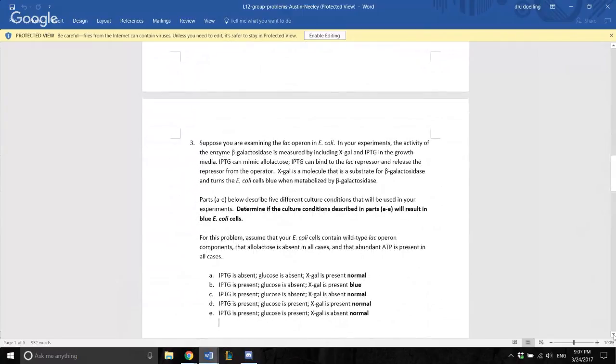All right. Okay, so 3. Suppose you're examining the lac operon in E. coli and you measure the activity of beta-galactosidase using X-gal. Okay, so I just need to remind myself between these ones.